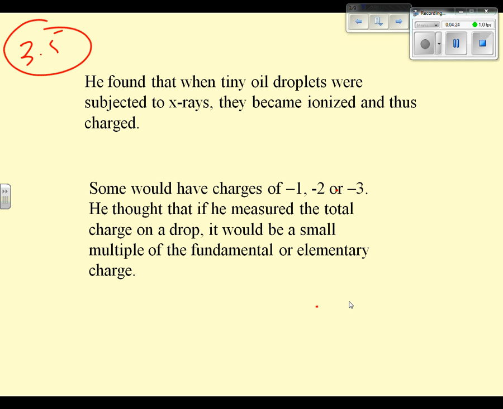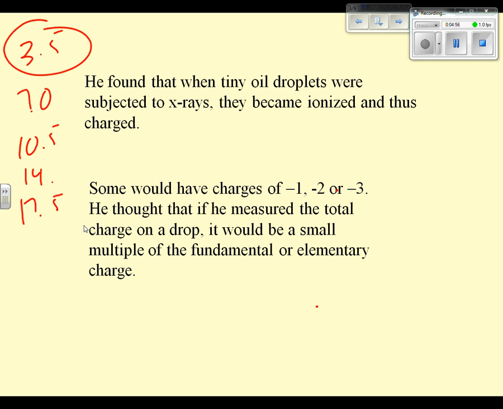Okay. So if the elementary charge was 3.5, he would find some 3.5, some 7.0, some 10.5, some 14, some 17.5, and he would know that if he could see those, what's the lowest common denominator? What's the one thing that goes into 3.5, 7.0, 10.5, 14, 17.5? It's 3.5. Based on that data, he would come up with the elementary charge being 3.5.